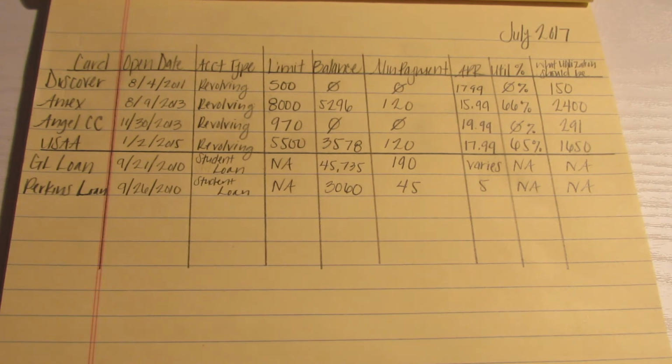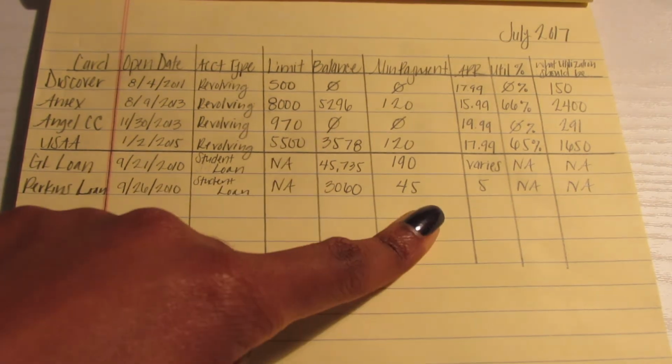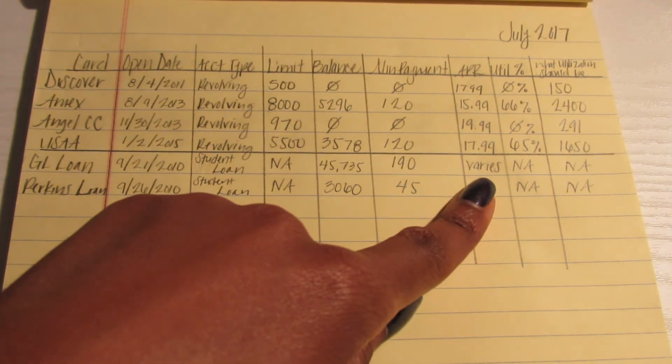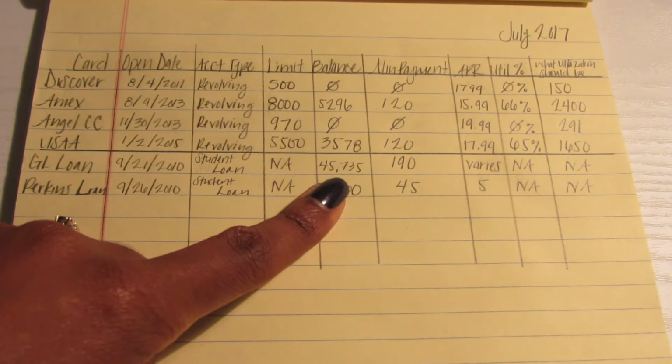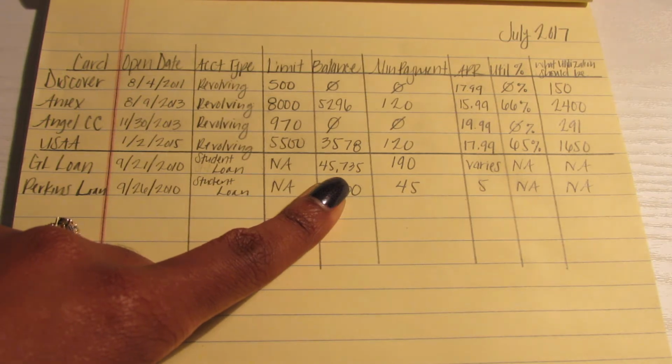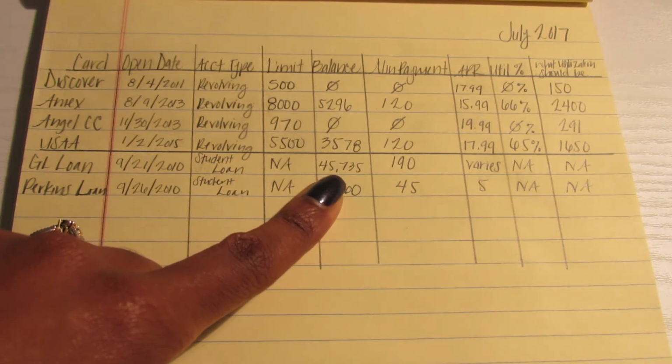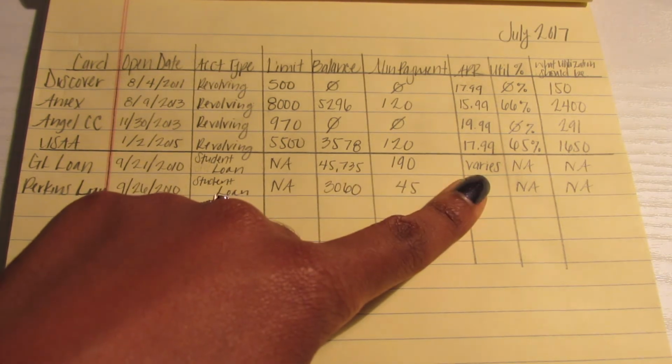This is just a snapshot of all of my cards at the time in July of 2017, and then also my student loans, their balances, minimum payments. And then you see here for APR for my Great Lakes loan, it says varies. This is because I had multiple small student loans that amounted up to this $45,735, because I had unsubsidized and subsidized loans that were granted each year. And so when you go into my portal, you would see that there's like, I don't know, maybe 20 different loans in one place that add up to this amount, and they all range somewhere between 3 and 6% for the APR. So that's why this says varies here.